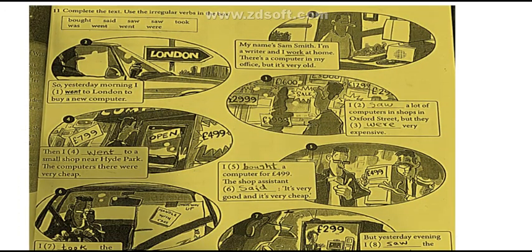Now we have these seven icons and we have words in the box. We should put the correct word in the correct form. Complete the text. Use the irregular verbs in the box. My name's Sam Smith. I am a writer and I work at home. There is a computer in my office, but it's very old. So yesterday morning I went to London to buy a new computer. Here we put went.